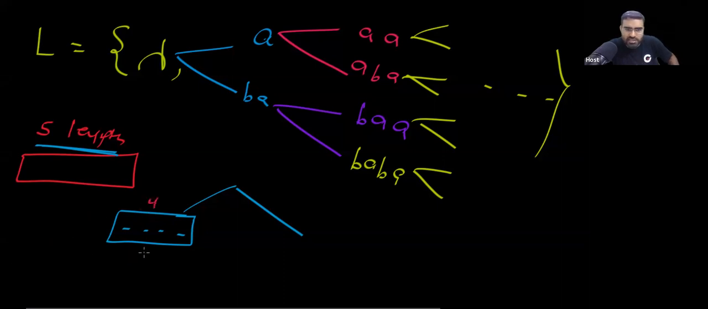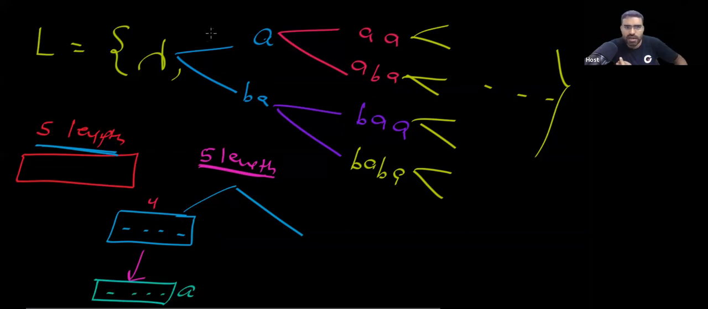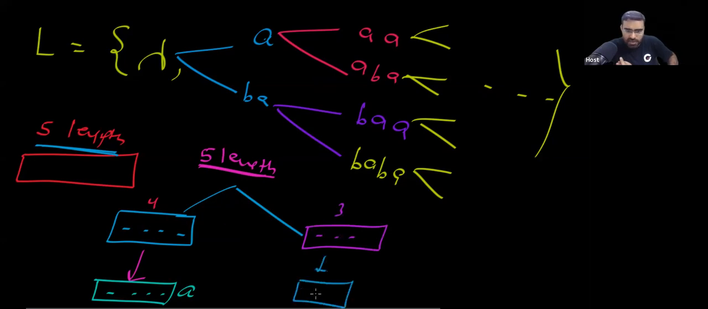And from that 4 length string, tell me what I need to do. You already have a 4 length string. What can I do to create a 5 length string? My purpose is a 5 length string. So what I can do, I can take a 4 length string and at the end I can put a. Yes or no? Or what I can do, I can take a 3 length string and then at the end I can put ba.